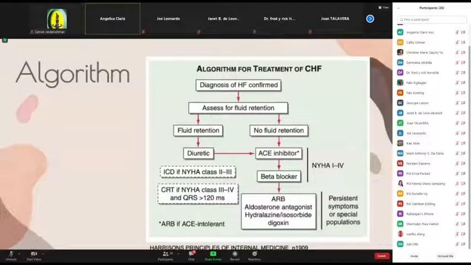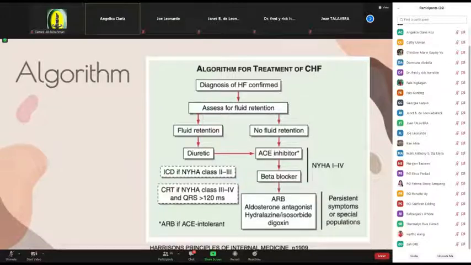This is an algorithm of the treatment for congestive heart failure. After the clinical diagnosis of heart failure is made, it is important to treat the patient's fluid retention before starting an ACE inhibitor. Beta blocker should be started after the fluid retention has been treated, or ACE inhibitor has been up-titrated if the patient remains symptomatic.